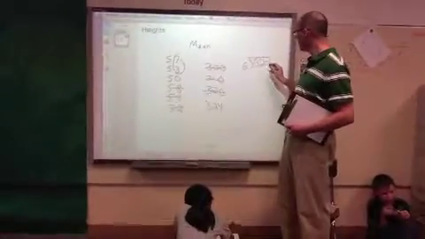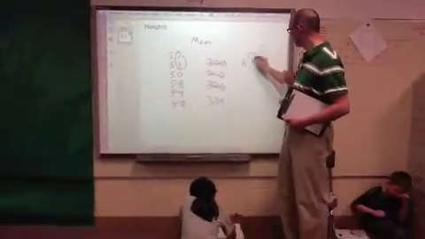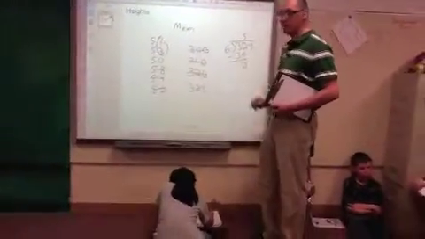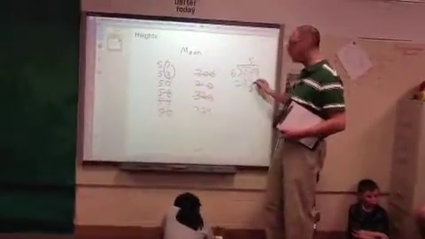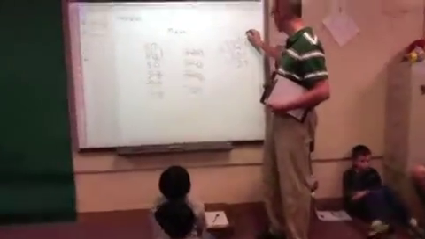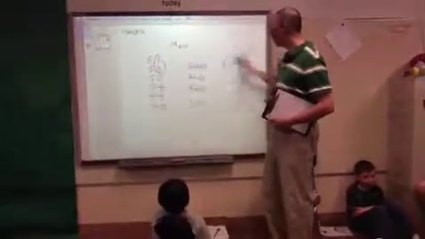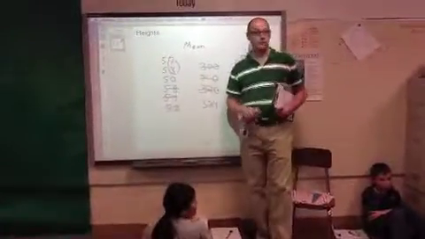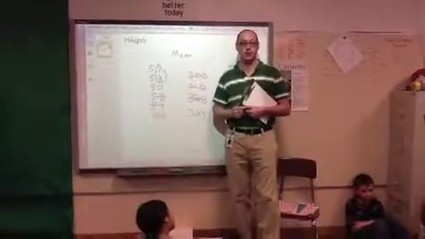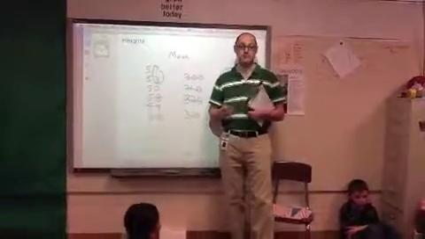6 goes into 32 5 times. 5 times 6 is 30. Subtract to get my remainder. I have 2 for a remainder. I need to do the ones now. And 6 goes into 24 4 times. My answer is 54. So, how tall is a fourth grade girl? The answer, 54 inches tall.